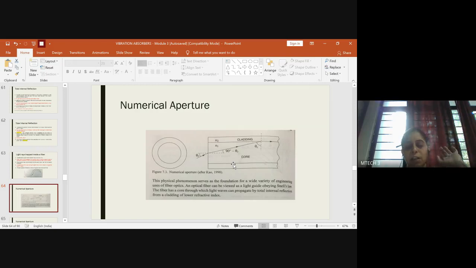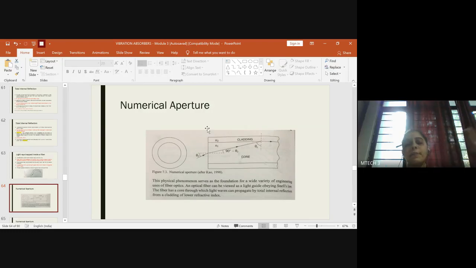I told you what Snell's law is. The ratio of sine theta I to sine theta C will be equal to N2 upon N1, right? So the ratio of the sines of the incident angle and the critical angle is proportional to the refractive index of the cladding over the refractive index of the core. Once it follows Snell's law, the total amount of light incident into the core gets reflected within the core only, and then it transfers from one medium to the other. So this is the function.